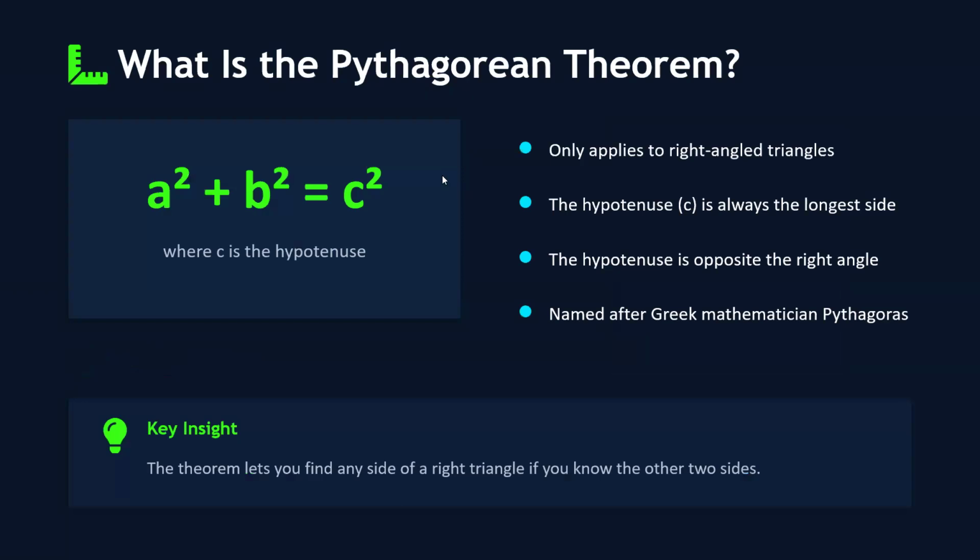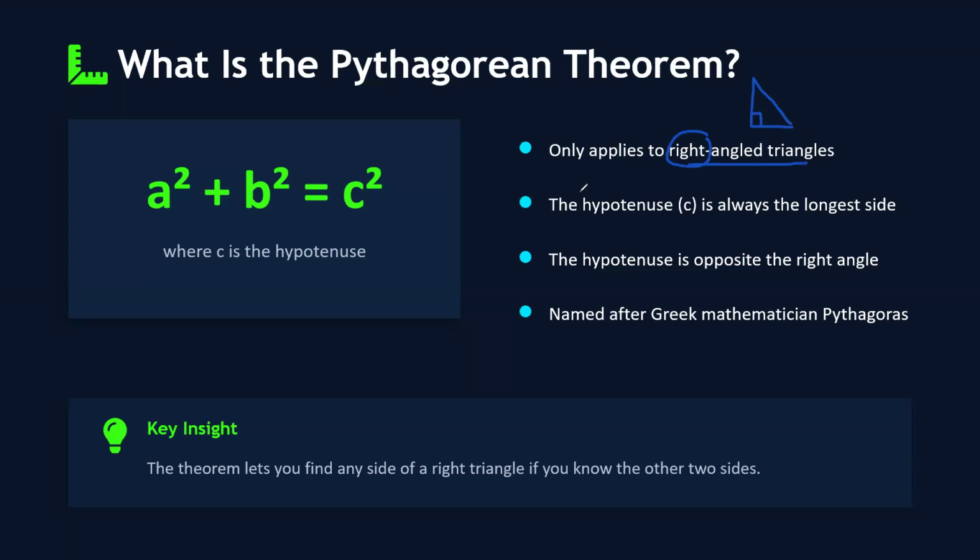First of all, what is the Pythagorean theorem? It only applies to right angle triangles. That's the first thing you have to know. We know there are various other types of triangles. It could be a scalene triangle, isosceles triangle, or equilateral. But when it comes to Pythagoras theorem, it is only applicable if it is a right angle triangle. So if it has a 90-degree angle in it, then you can apply Pythagoras theorem to it.